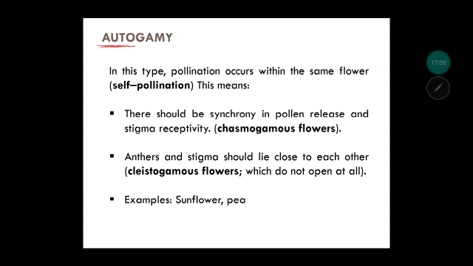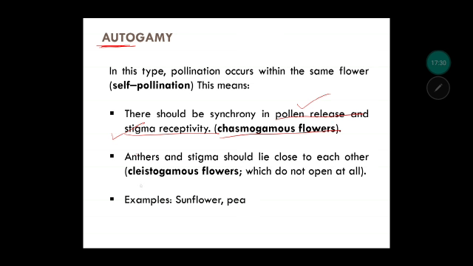Auto means self. So self means that here the pollination is occurring within the same flower. In the flower, both the male and female reproductive parts are there. So for self-pollination, what should be there? There should be synchrony in pollen release and stigma receptivity. Means the stigma should always be ready for taking the pollen, like in chasmogamous flowers.